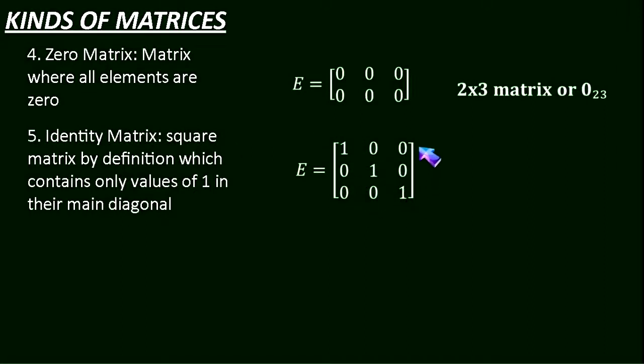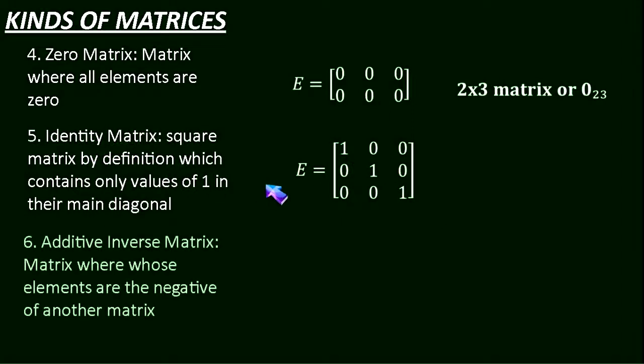Yan. So, pag apat ang row, dapat apat din yung column. So, dapat magdadagdag pa kayo ng 1 dito para 1 lahat ng diagonal niya. That is an identity matrix.